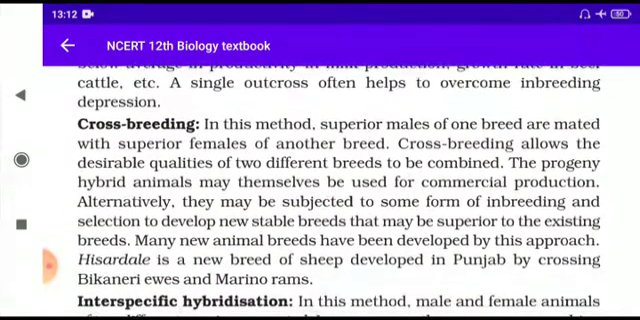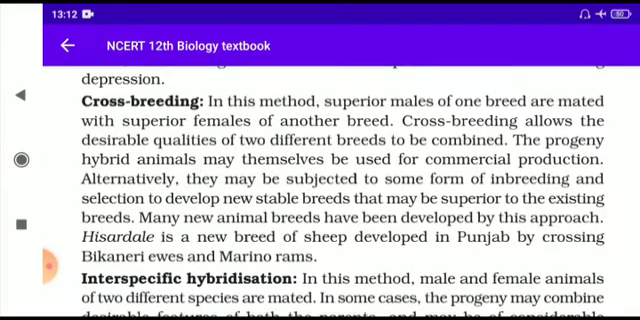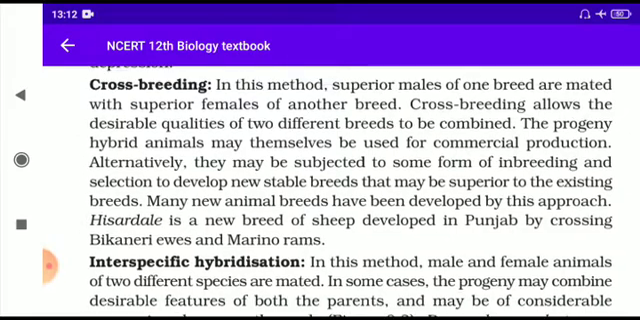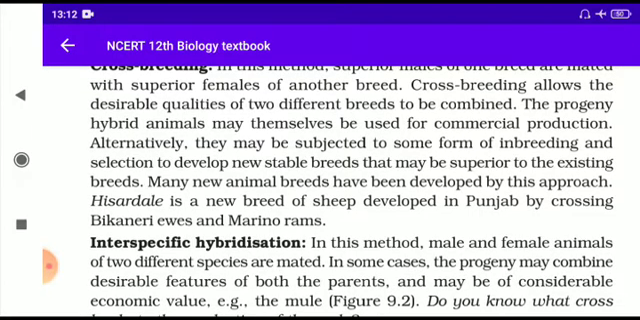Next is crossbreeding. In this method, superior males of one breed are mated with superior females of another breed. That means superior males of one kind and superior females of another breed, and that cross is called crossbreeding. Crossbreeding allows the desirable qualities of two different breeds to be combined. The progeny hybrid animals may themselves be used for commercial production. Alternatively, they may be subjected to some form of inbreeding and selection to develop new stable breeds that may be superior to the existing breeds.